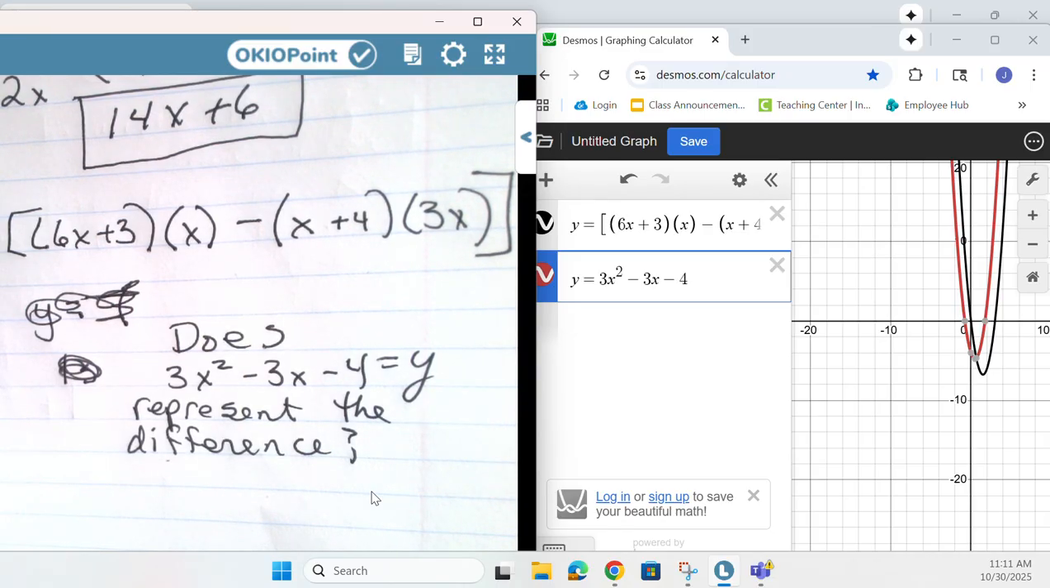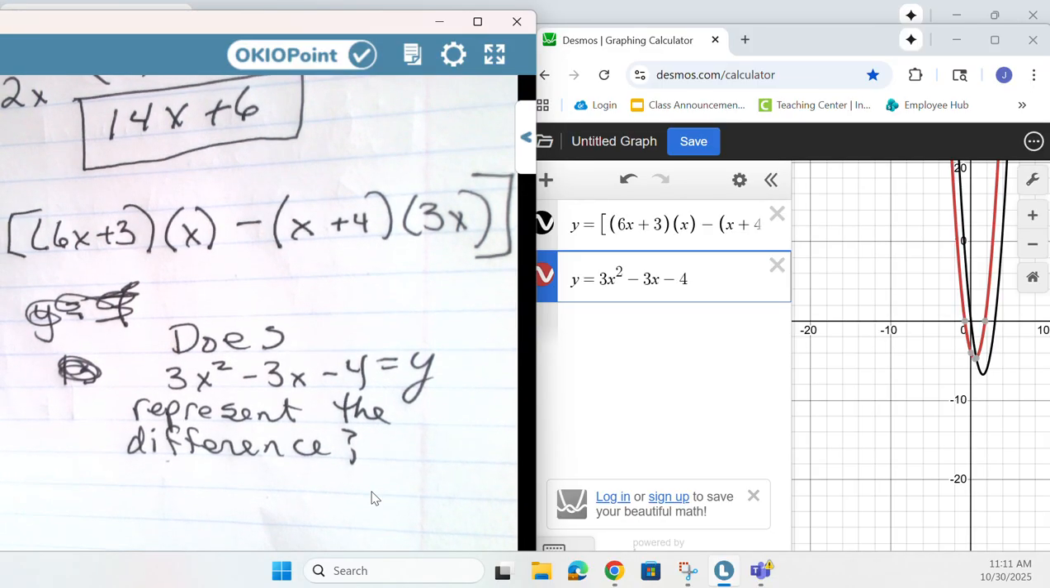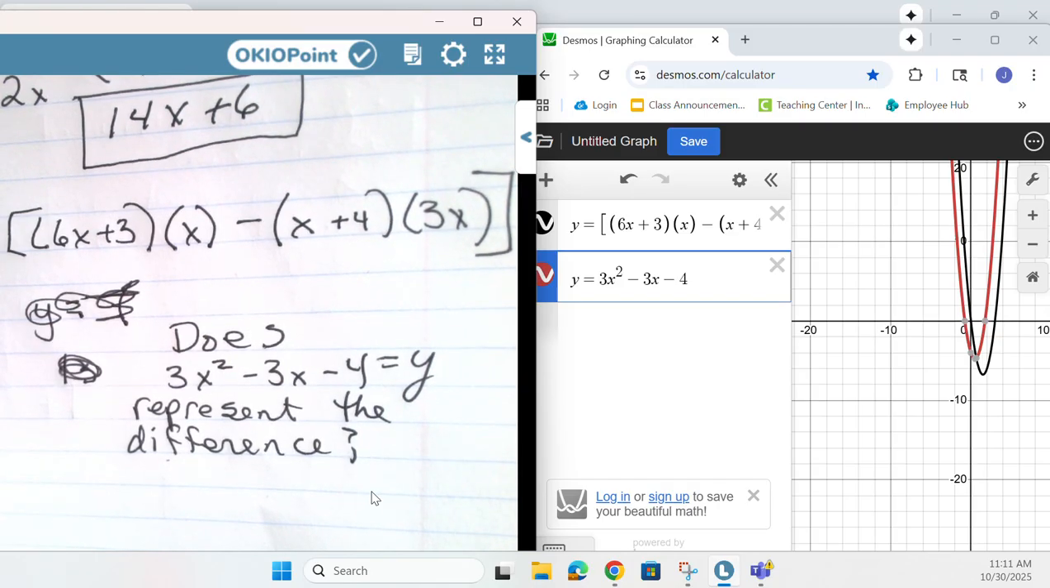Alright, number 3 and 5. Number 3 and 4. Number 3 and 2. I think that might be all we have to write down. The rest is probably just reviewing what we already did.